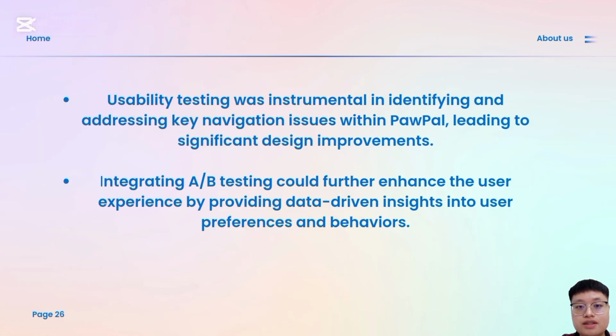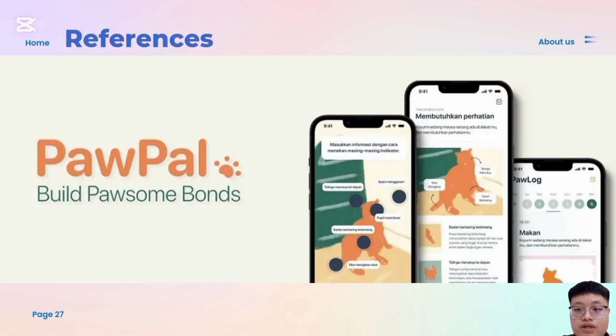So as a conclusion, usability testing is very important to identify and address the key navigation issues in the Popper, leading to significant design improvement. Besides that, integrating A/B testing could further enhance the user experience by providing data-driven insights into user preferences and behaviors. That's all for my speech.